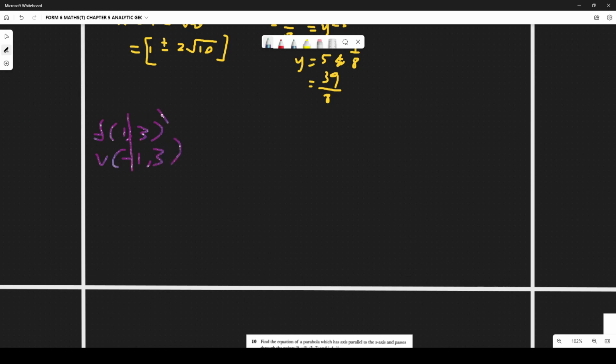The x coordinates are changing, not the y. So that means most likely it is opening left and right. Let's see where the focus is. The focus is on the right side over here, and the vertex is over here. So it's opening to the right. The vertex is here, the focus is here.